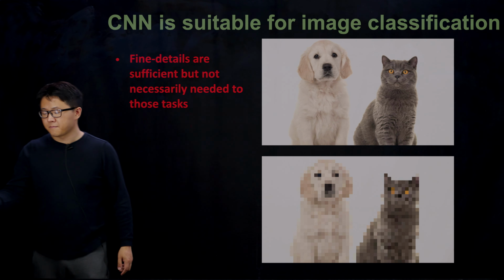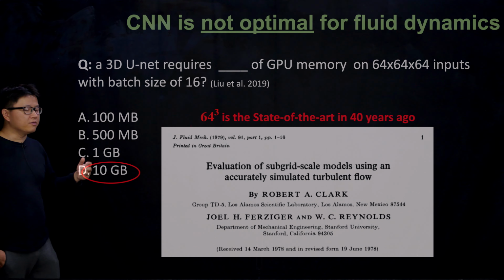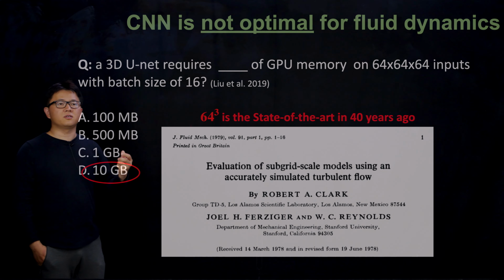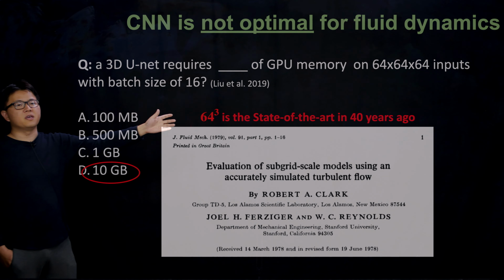You may think, oh, okay, maybe it's still affordable, but 64 cubed was the state of the art 40 years ago in fluid dynamics. And if you want to do any kind of serious, challenging turbulence studies, you definitely want to go beyond 64 cubed. In 2D CNN, the memory scales quadratically, but in 3D CNN, it scales cubically. This is why CNN is not optimal for fluid dynamics, especially if you want to do serious 3D fluid dynamics problems, like, for example, turbulence.